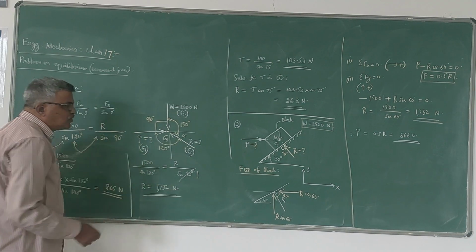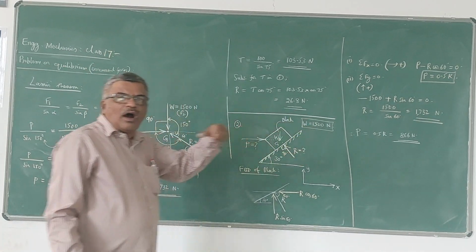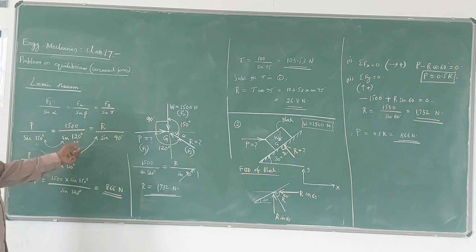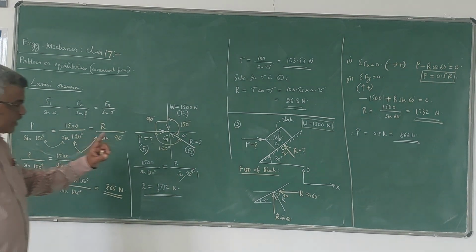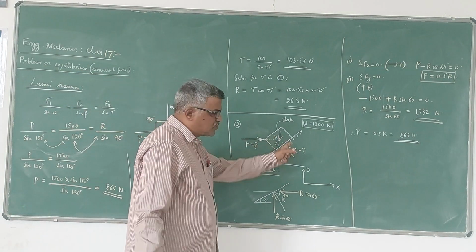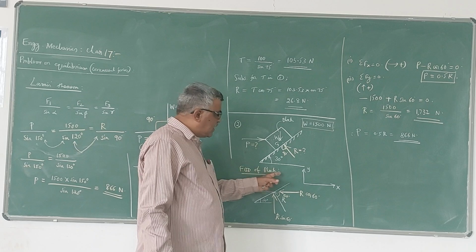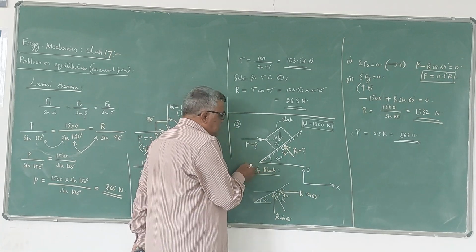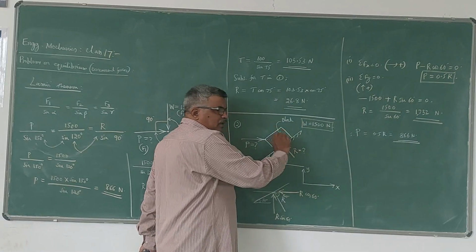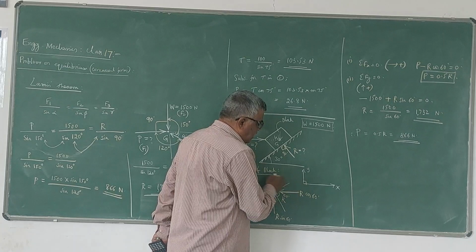So whether you use equilibrium equations, sigma Fx equals 0, sigma Fy equals 0, or whether you use Lami's theorem or Lami's equation, you are going to get the same answer. Of course, depending on the nature of the forces acting on the block, you have to decide whether we can go for local or global x and y axis. Local x and y axis means parallel to the plane and perpendicular to the plane. Global means it is horizontal and vertical.